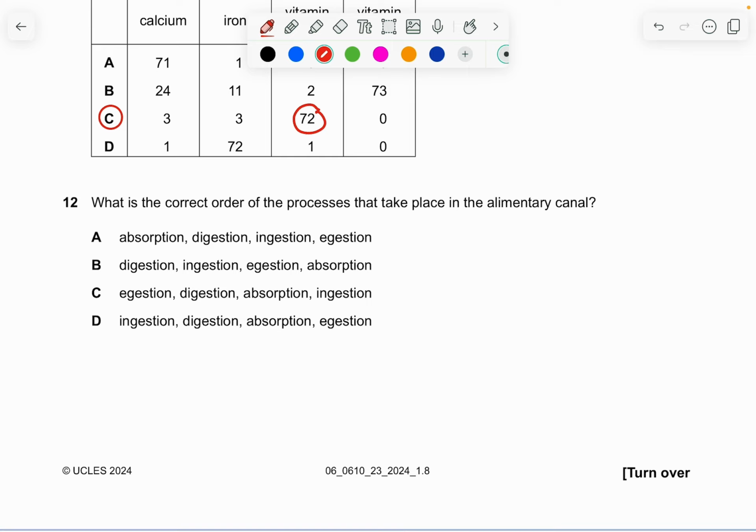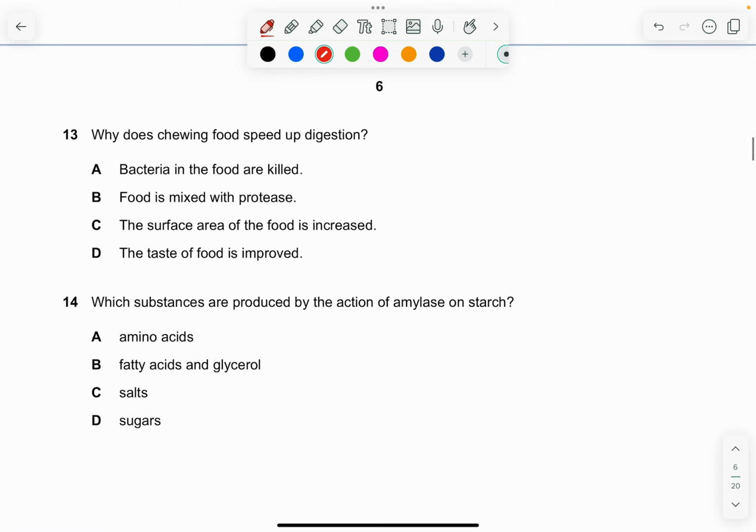Question 12. What is the correct order of the processes that take place in the alimentary canal? It's ingesting, digesting, absorbing, and then egestion. So the answer is D. Question 13. Why does chewing food speed up digestion? Bacteria in the food are killed. This is wrong. Food is mixed with proteins. Wrong, proteases are only found in the stomach as first contact. The surface area of the food is increased. Yes, this is the correct answer. The taste of the food is improved. Wrong. So the answer is C.